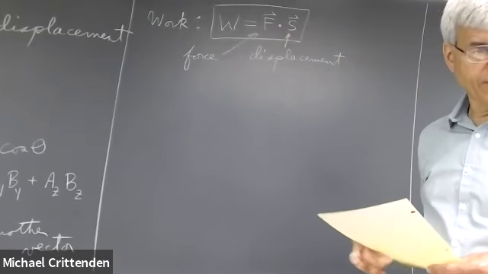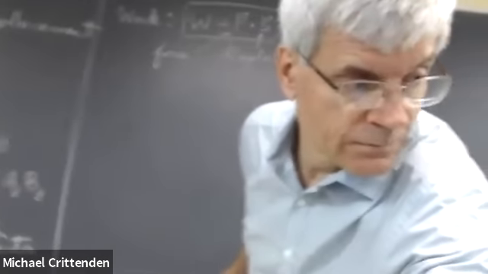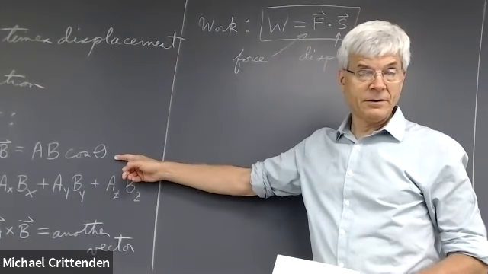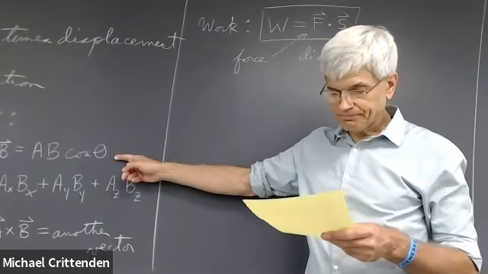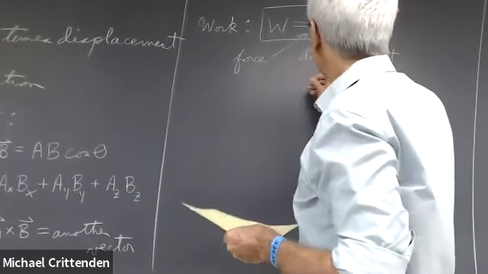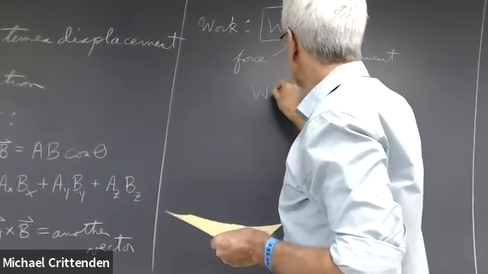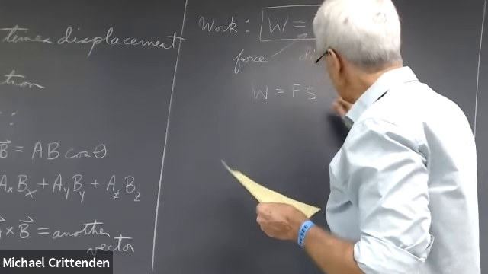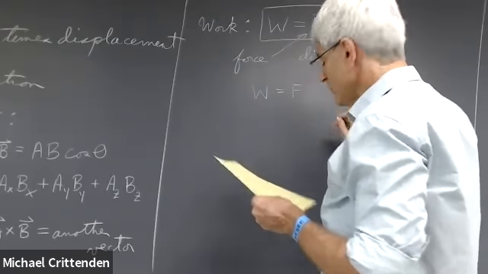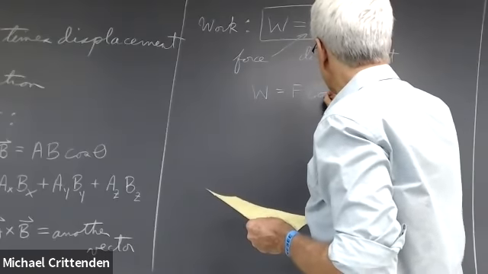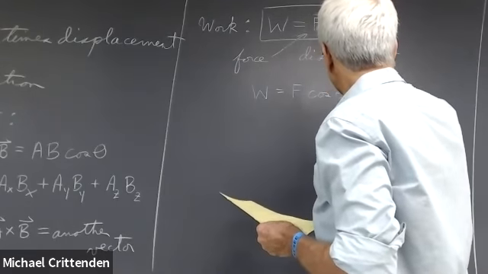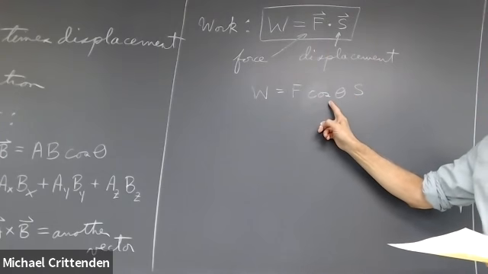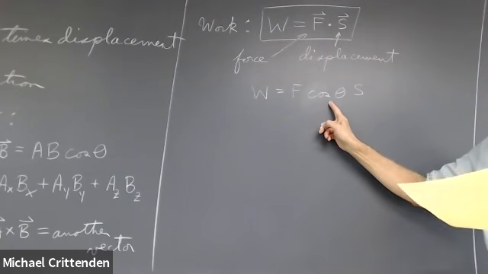Now, based on this definition for the dot product back over here, what that means is the magnitude of the one vector times the magnitude of the other vector. Actually, let's rearrange the order a little bit. Magnitude of the one vector times the magnitude of the other vector times the cosine of the angle between them.